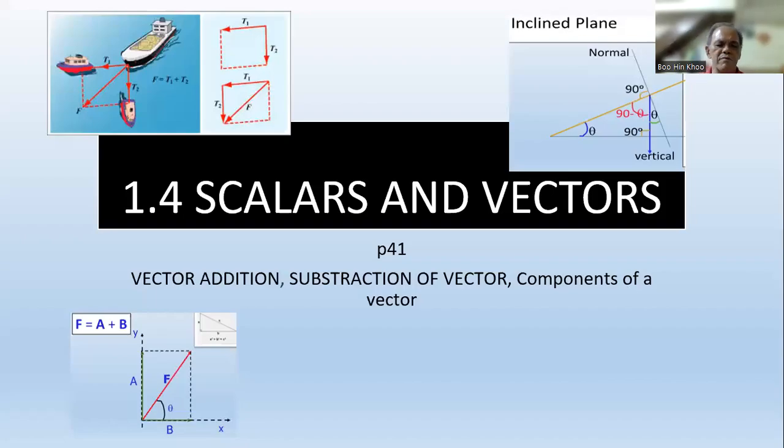Welcome to A-Level Physics, Cambridge A-Level. This one summarizes for you what we are going to learn about scalars and vectors. We are going to study vector addition, subtraction of vectors, and finding components of a vector.